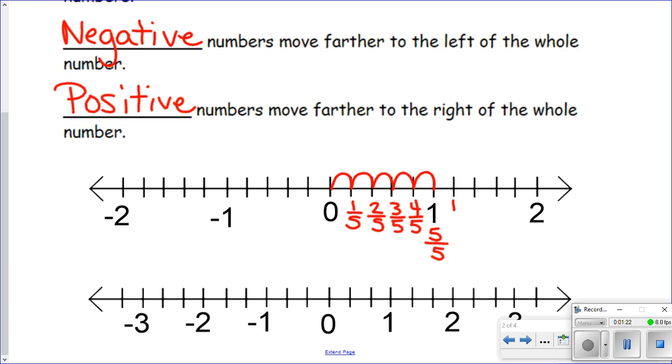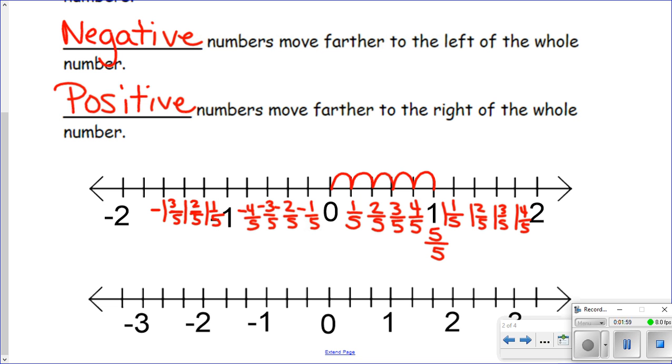Then from the 1, it's 1 and 1/5, 1 and 2/5, 1 and 3/5, 1 and 4/5. Moving to the left, negative 1/5, negative 2/5, negative 3/5, negative 4/5. Beyond the negative 1, we have negative 1 and 1/5, negative 1 and 2/5, negative 1 and 3/5, negative 1 and 4/5.